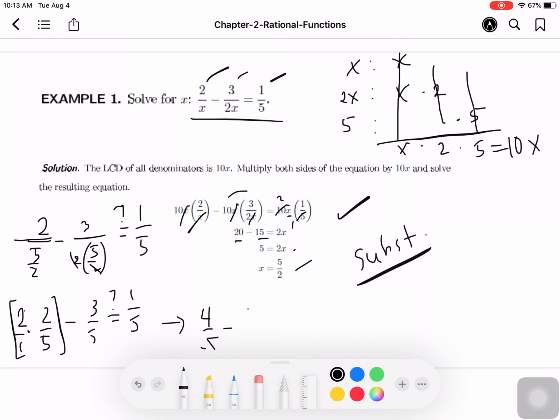5 minus 3/5, which is equal to 4 minus 3/5, which is equal to 1/5. Okay, so meaning the solution set contains 5 over 2 because it satisfies the equation.